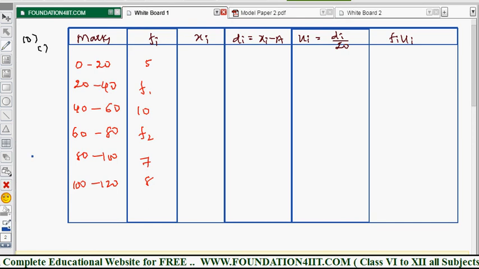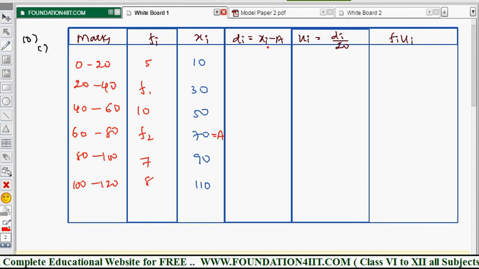First two columns only are given. Now xi is the mid value. The mid value of 0 to 20 is 10, 20 to 40 mid value is 30. So again 50, 70, 90, 110, right? And deviation, so let us assume one value. So I'm taking 70, the middle value, just assume it. When you're taking an assumed value, let it be a. So take one middle value for the assumed mean.